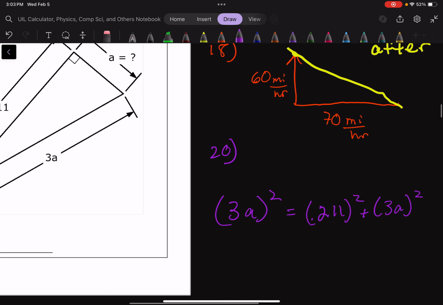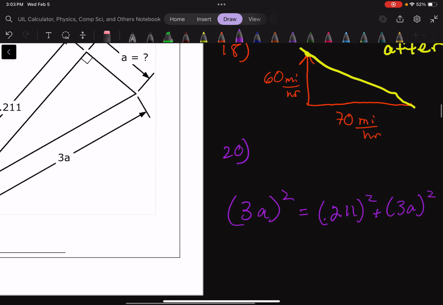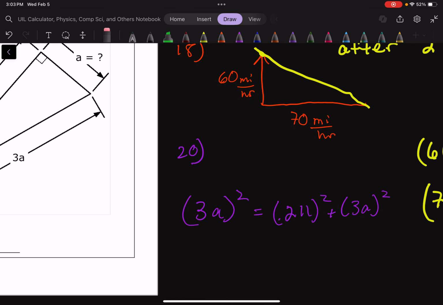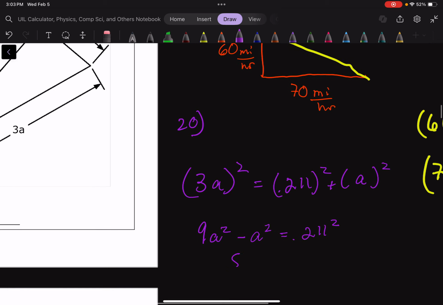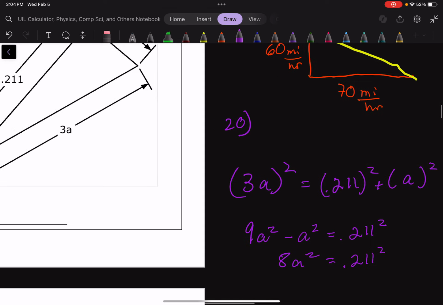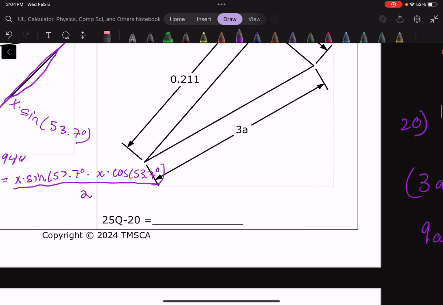Really, oops, I messed up. Point times a squared. Sorry about that. Getting a little ahead of myself. There we go. This becomes 9a squared minus a squared equals 0.211 squared. 8a squared equals 0.211 squared. You could technically solve that by hand, right? 0.211 squared, 8 divide, square root. All right, that's it for 16 through 20.